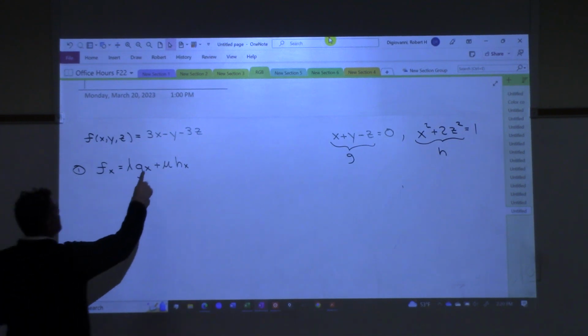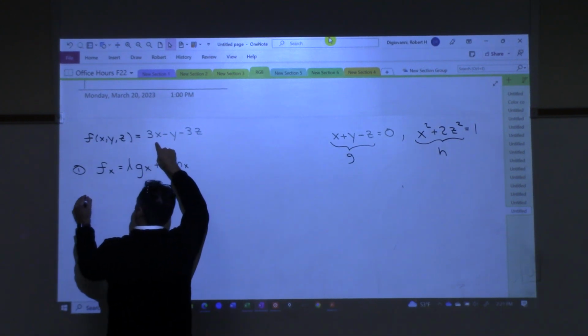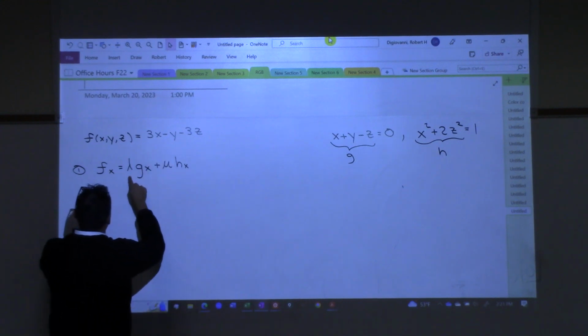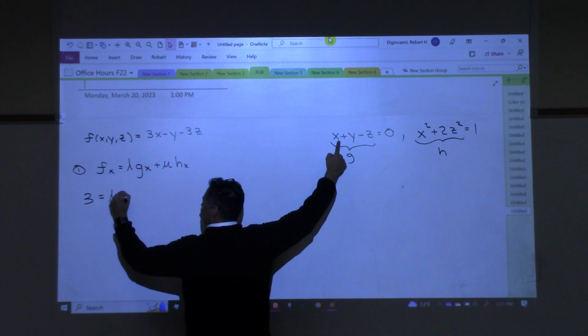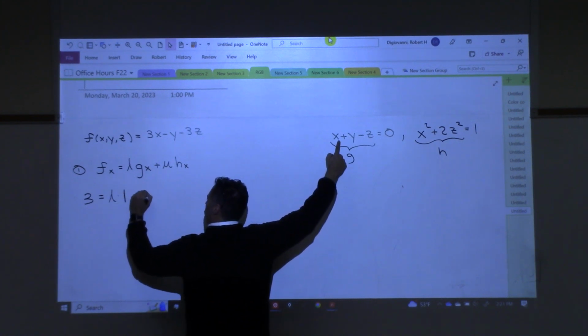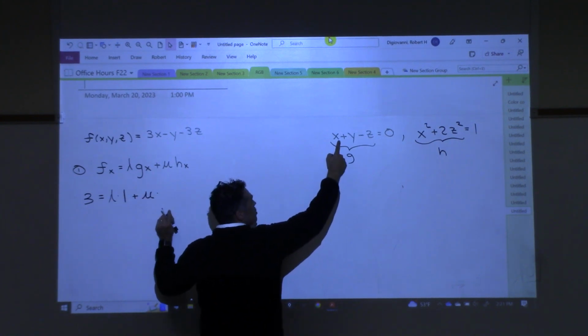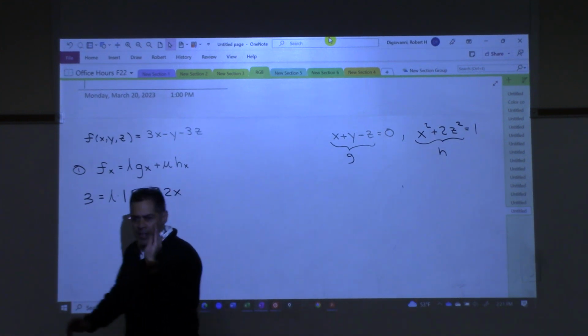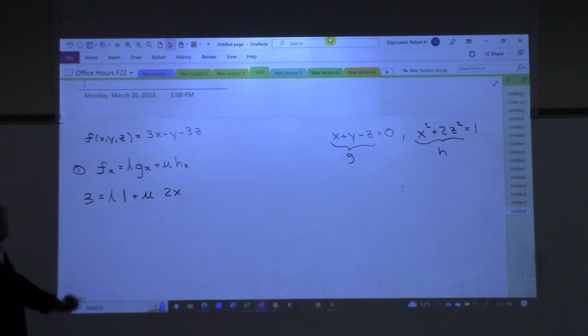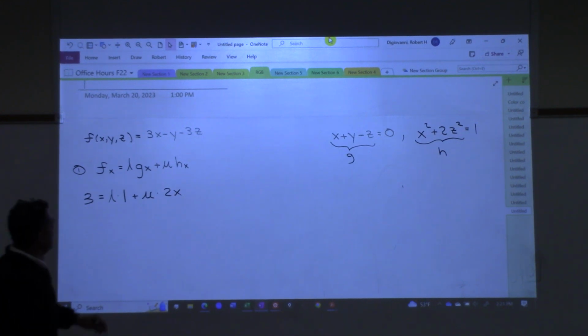Partial of f with respect to x is just 3, isn't it? That's nice. 3 equals lambda. Partial of g with respect to x is just 1 plus mu times the partial of h with respect to x, which is 2x. See how that worked? I just had to do partials for each one of these. I'll have to figure out what that is. Okay, second equation.